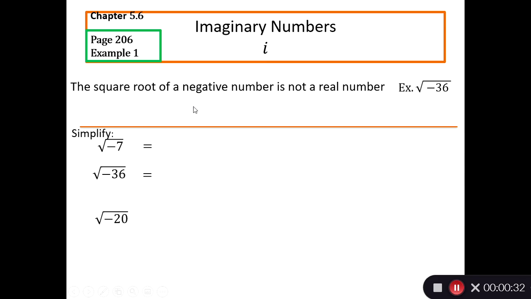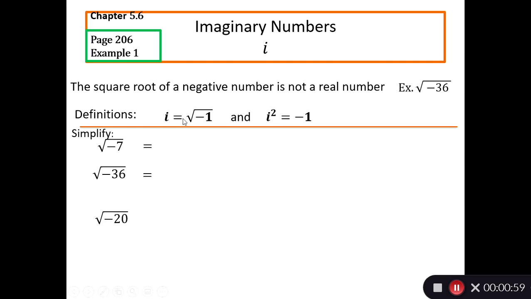The square root of a negative number is not a real number. Now, we know if we have an even index, we cannot find two numbers that multiply to give us a negative. So normally when we see this with an even index, our answer right away is not a real number. But in this chapter and section, we're going to be talking about imaginary numbers. Now, what actually is an imaginary number?